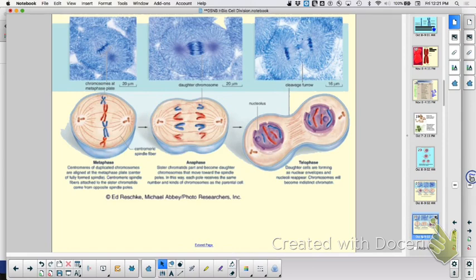First, how many chromosomes are in this cell? 2. Okay, so there's 2 chromosomes in this cell. How many homologous pairs do I have? 1 homologous pair. 2 chromosomes, 1 pair. This is a pair of chromosomes. If this one came from mom, this one came from dad.